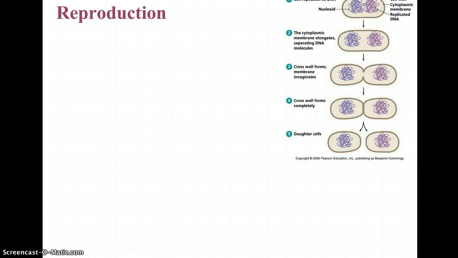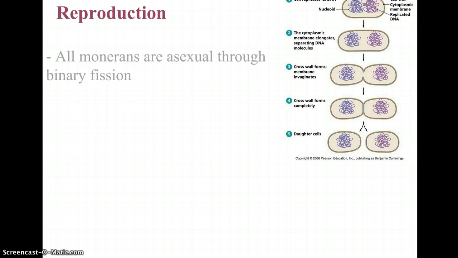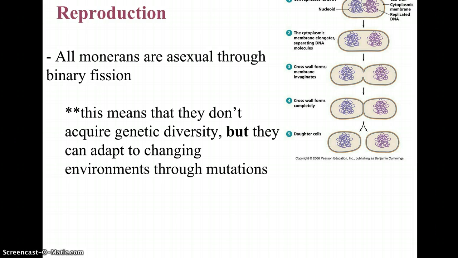As far as reproduction, all monerans reproduce in the same way. They reproduce asexually through binary fission. If you look over on this graphic, they are copying their DNA, replicating their DNA, and then splitting in two so that each cell gets one, the replicate and the original. It means that they don't actually acquire genetic diversity, but they can adapt relatively easily to changing environments through mutations, especially because they replicate so quickly, and we'll talk about that later.